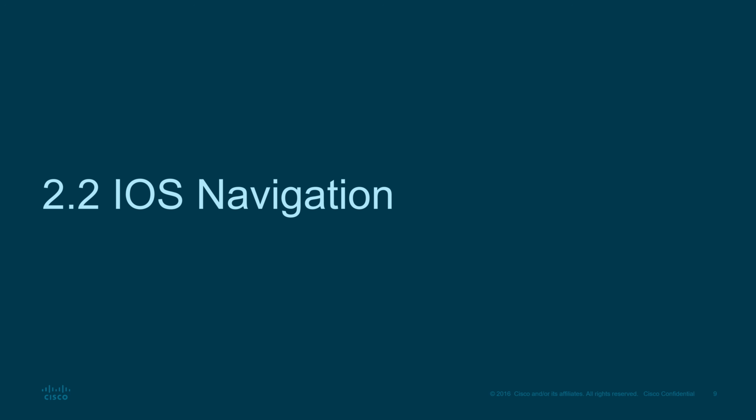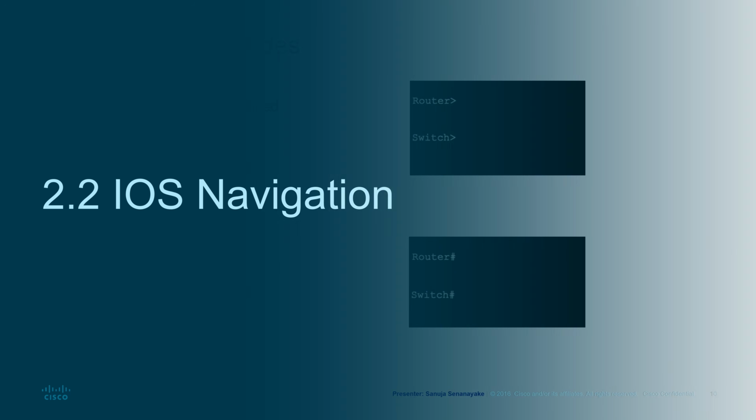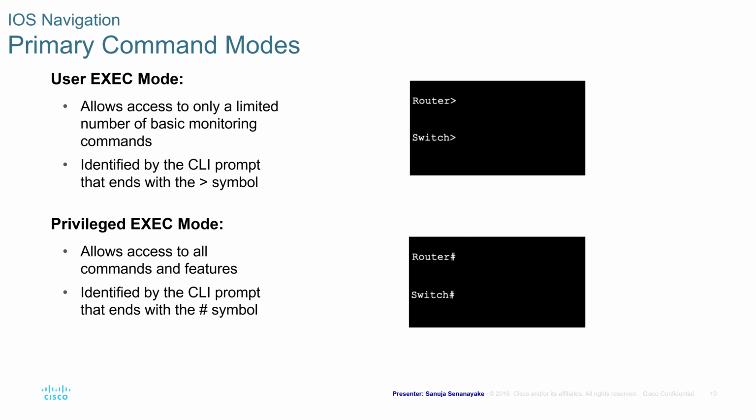Let's look at the ways that you can navigate the Cisco IOS. The primary command modes include the user executive mode and privilege executive mode. The user executive mode allows access to only a limited number of basic monitoring commands, and it is identified by the CLI prompt that has this symbol. For example, it will have that symbol right here in the router or the switch. So this is the device name, and you have that symbol, and you start typing right here.